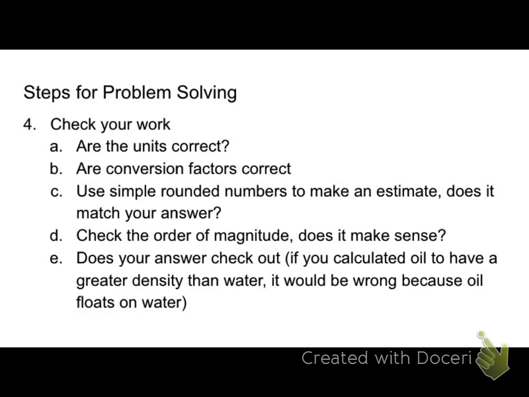Check the order of magnitude. Does it make sense for the question? If you're measuring the length of your desk in centimeters, you shouldn't have an answer that's in the 100,000s, right? So check, does this order of magnitude make sense for the quantity that I'm solving? And then finally, in real world terms, does my answer check out? If you were doing a density problem and you calculated that oil had a density that turned out to be greater than water, you would know you had to have made some kind of mistake in there because oil floats on water. It's not more dense than water. So something must be wrong.